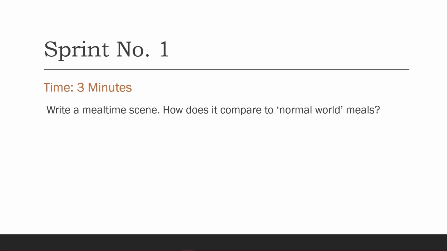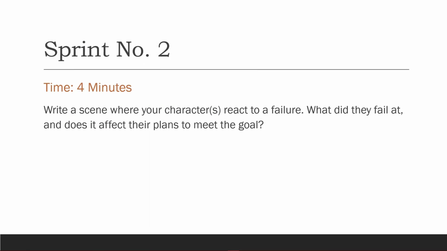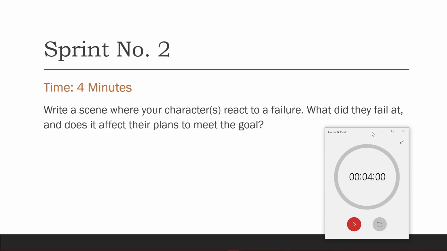This one's going to be slightly longer at 4 minutes. And what we want to do for this next sprint is write a scene where your character reacts to a failure, something they didn't get quite right. And I want you to go ahead and add to this failure how it affects their plans to meet their goals. So a failed attempt at something. And we have 4 minutes on the clock. Ready, set, and go.